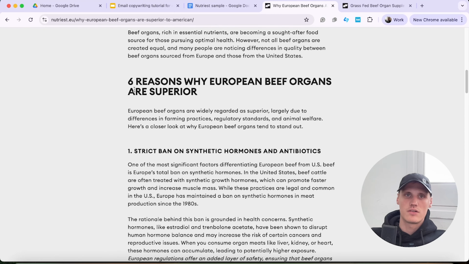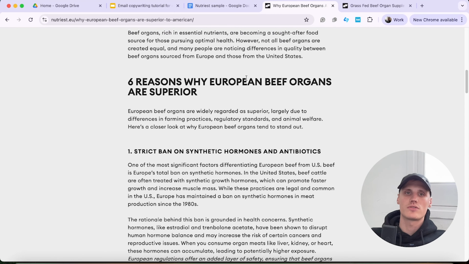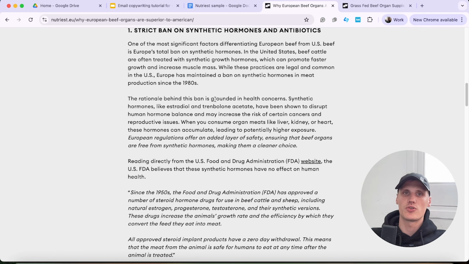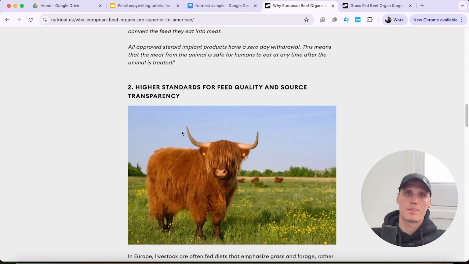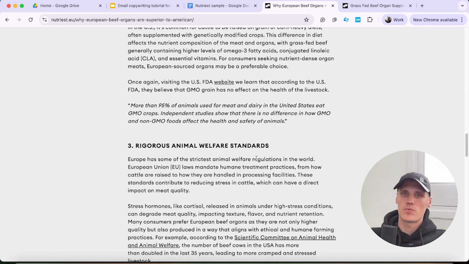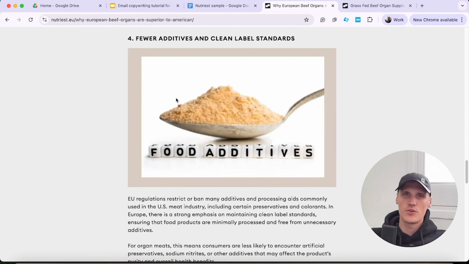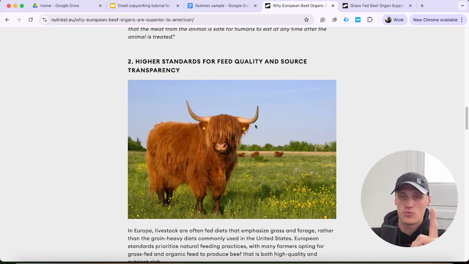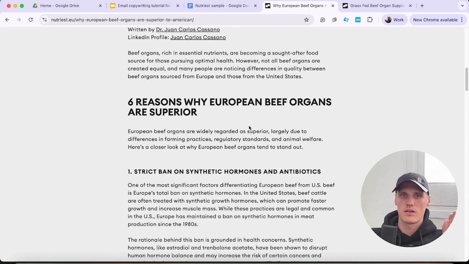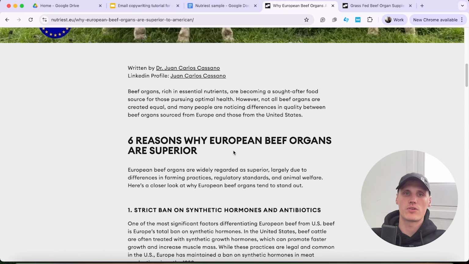So here are 6 reasons why European beef organs are superior. For example, in Europe, there's a strict ban on synthetic hormones and antibiotics. Also higher standards for feed quality and source transparency, rigorous animal welfare standards, fewer additives and clean label standards, etc. Essentially, as I mentioned, you want to use the rule of one. So we have one idea: we're going to explain why European beef organs are superior.